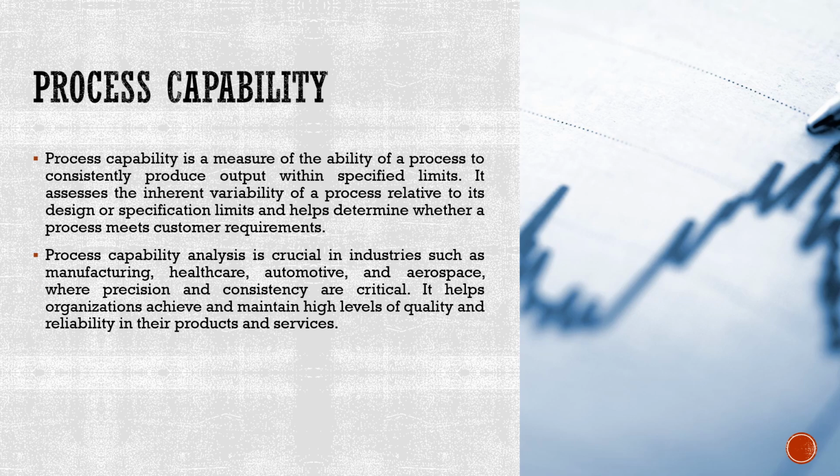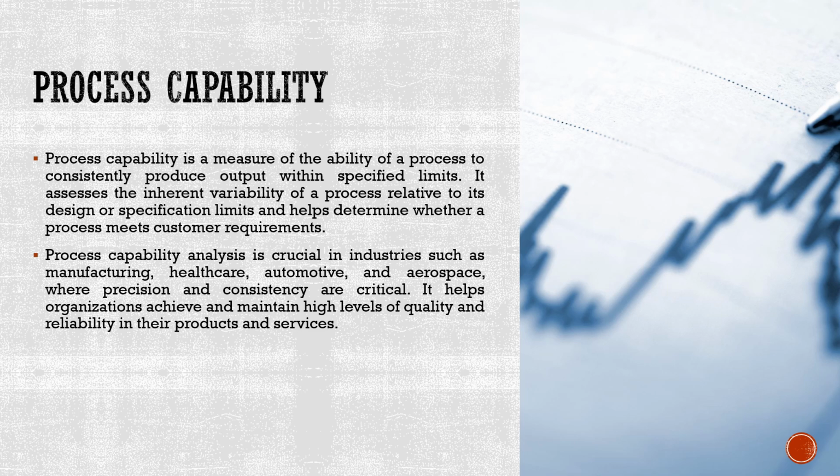Next, we are going to talk about the process capability chart. Process capability is a measure of the ability of a process to consistently produce output within specified limits. It assesses the inherent variability of a process relative to its design or specification limits and helps determine whether a process meets customer requirements. Process capability analysis is crucial in industries such as manufacturing, healthcare, automotive, and aerospace, where precision and consistency are critical. It helps organizations achieve and maintain a high level of quality and reliability in their products and services.